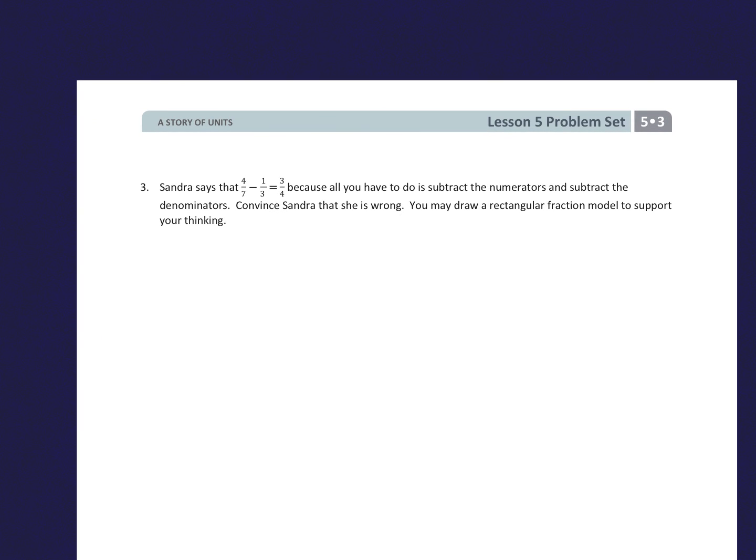So let's look at number 3. Sandra says that 4/7 minus 1/3 equals 3/4 because all you have to do is subtract the numerators and subtract the denominators. Convince Sandra that she is wrong. You may draw a rectangular fraction model to support your thinking. So it's telling me right here that she is wrong, right? So this math problem right here is not correct.